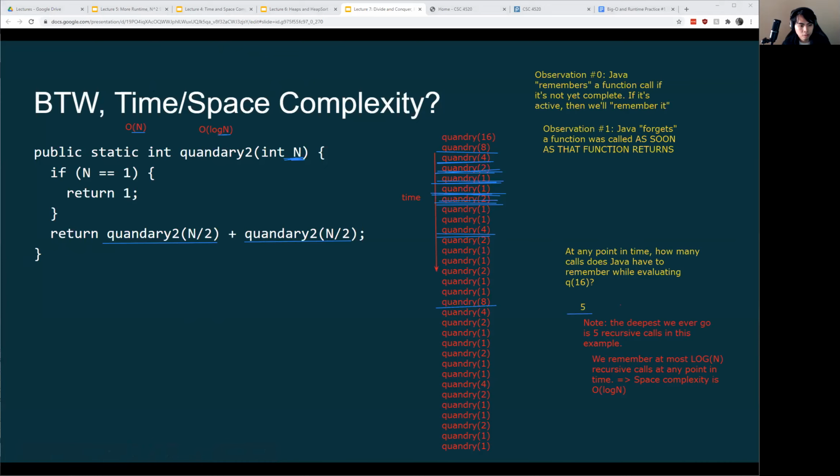What if we did return 2 times quandary of n over 2? That's a great question. That means that we would halve the amount of recursive calls we would need to make at each level, which means that we would actually end up with a log of n runtime, right? So instead of saying quandary of n over 2 plus quandary of n over 2 here, if you just said 2 times quandary of n over 2 and made one recursive call at each stage, we would actually reduce the number of recursive calls by a lot, and we would end up with a log of n runtime. It would look a lot like silly.